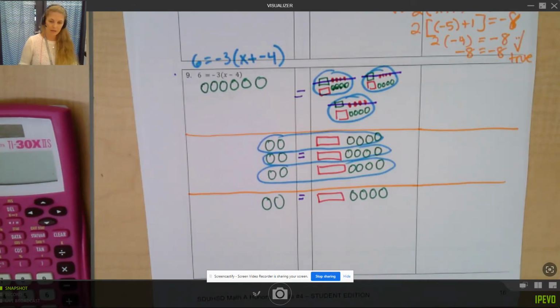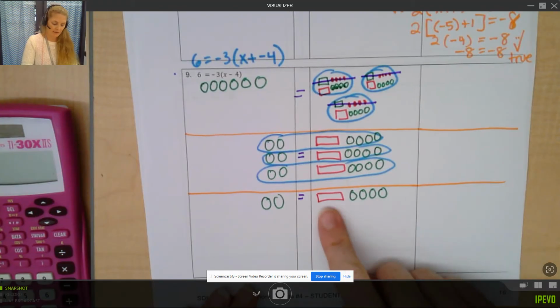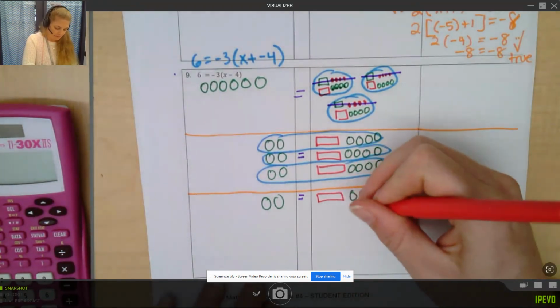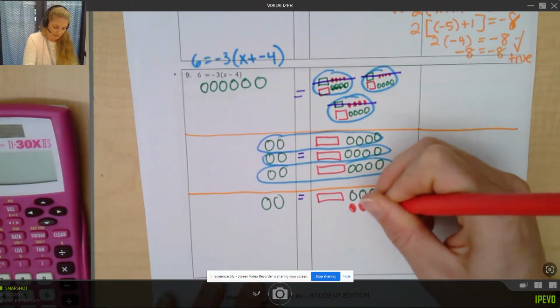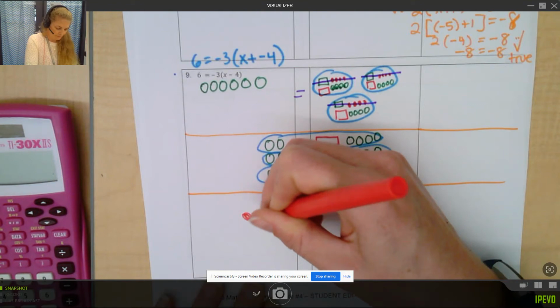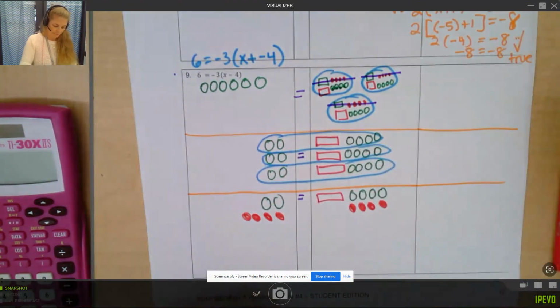Okay, so from here, what do we want to do? We want to isolate our variable, so we need to get rid of these 4 positives by adding 4 negatives to both sides. Excellent.